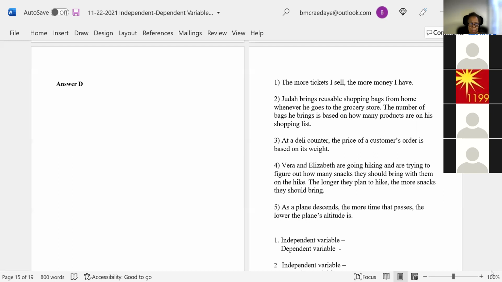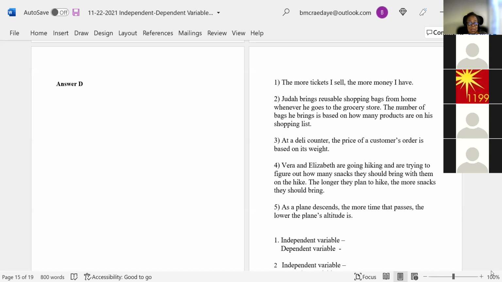Okay, that's number one. Number two, the number of reusable shopping bags you take is based on the products on your shopping list. So you have two things, the number of shopping bags you take and the products on your shopping list. Which one is dependent? Which one is independent?